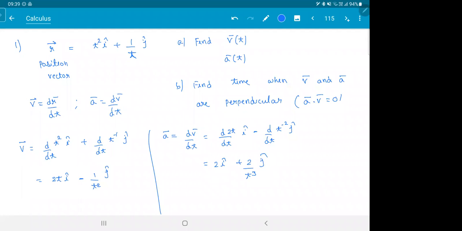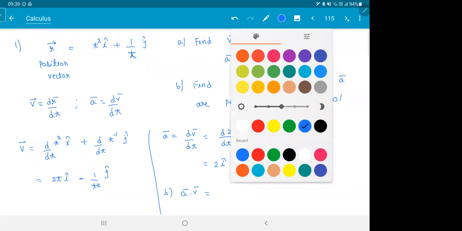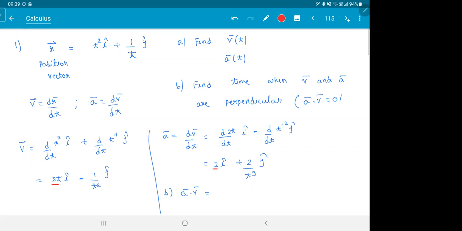And then what is the second part? Find the time when the vectors are perpendicular. So a bar dot v bar. How do you do dot product? Hope you guys know. Multiply I components, multiply j components. So if you multiply I components, that is this guy and this guy. Multiply j components, that is this guy and this guy.